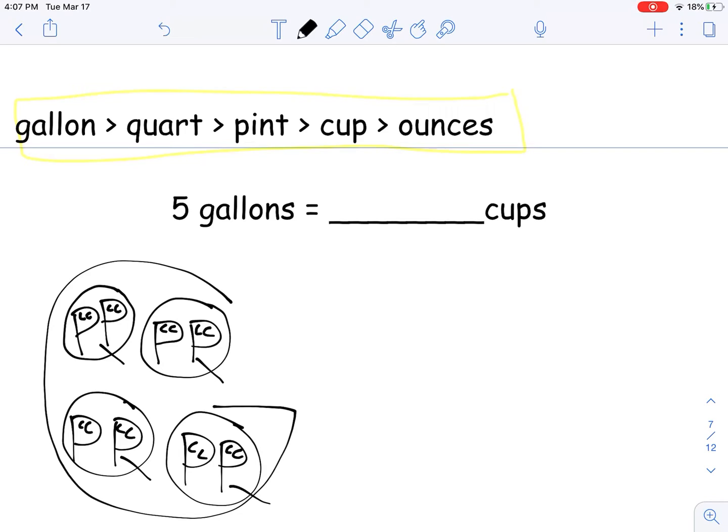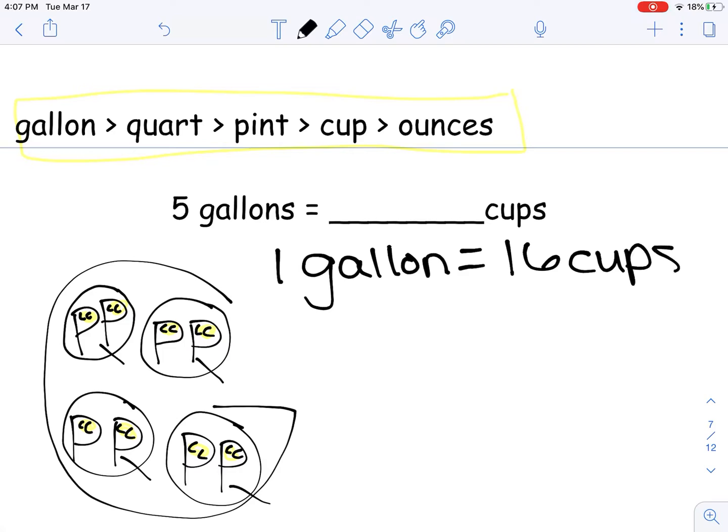5 gallons, and we're converting to cups. So first thing I'm going to do, I'm going to look at my Super G over here, my Gallon Man, and I notice that inside that G, if I count, I see 2, 4, 6, 8, 10, 12, 14, 16 cups. So what that tells me is 1 gallon is equal to 16 cups. So that's the conversion I'm going to use.